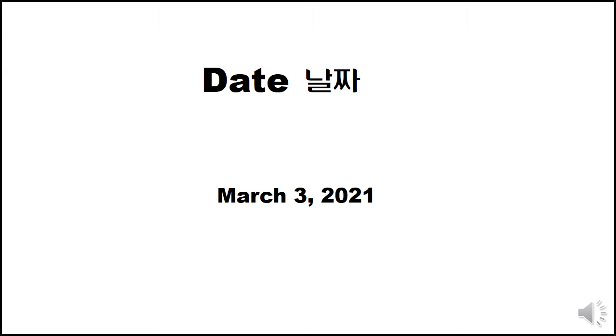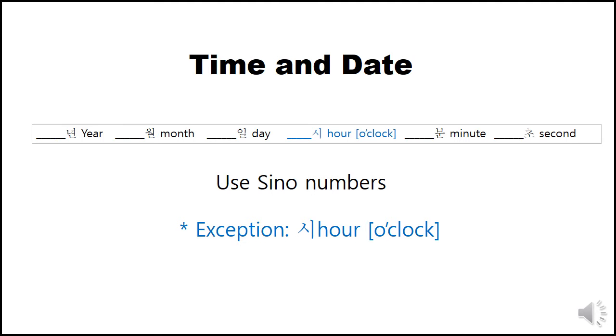Date, 날짜. In English, we say March 3rd, 2021. In Korean, we say year, month, day. 2021년 3월 3일. We just read the whole four-digit number for the year 2021년. Now let's look at all those units to express time and date from left to right.